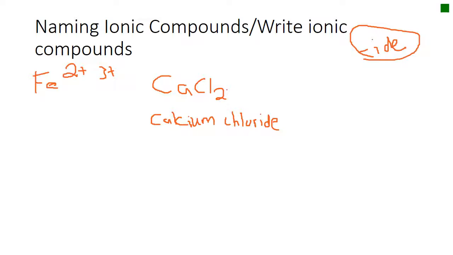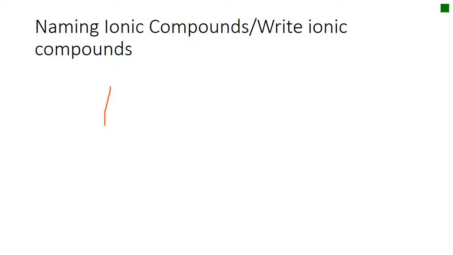Now, let's say I have something else, this compound. First of all, I have to determine if it's ionic. I definitely have a metal in iron, and I have a non-metal in oxygen. That is an ionic compound. So now I have to go to my periodic table and determine the possible charges on iron.